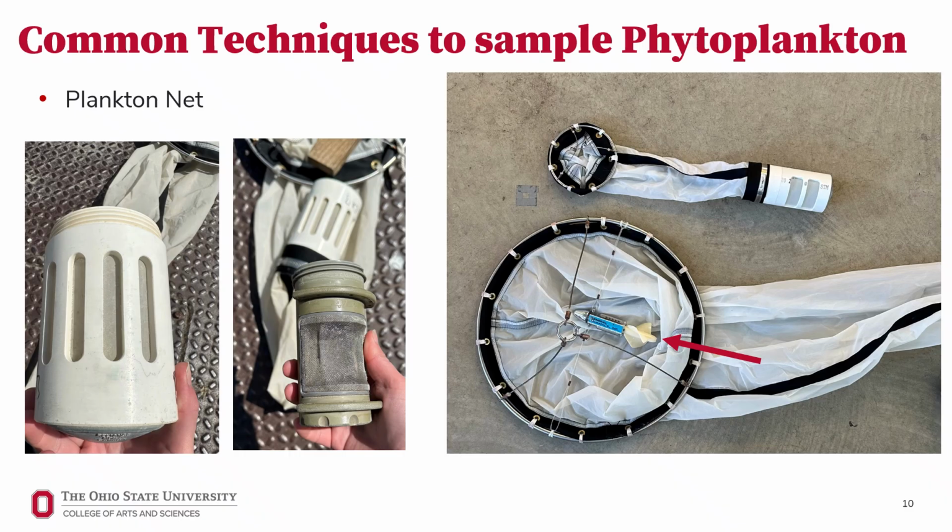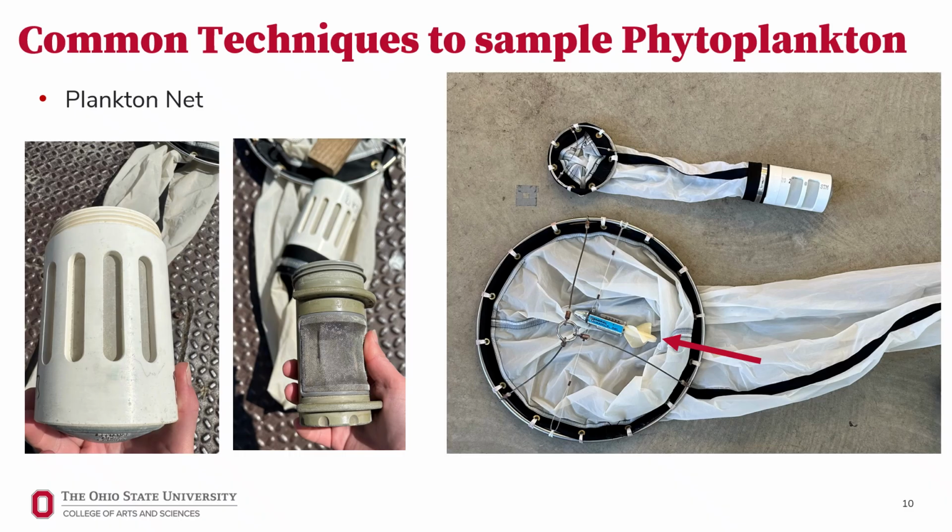Finally, we have the plankton net, which is used to collect phytoplankton in systems where the water is deep enough to submerge the net. Plankton nets can be used either horizontally or vertically, and there are several different sizes of nets available on the market.